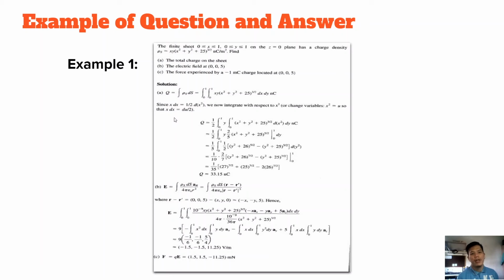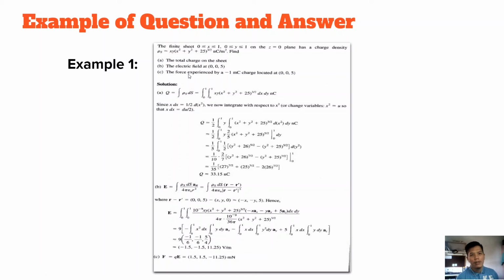So this part A has a special mathematical method. We can see that I will simplify the method, which is dS is equal to 1 over 2 dx². So we can see that the method dx changes to dx², and dx² we have also 1 over 2. So dy also has the same method. After that we get this final equation. Then we just calculate as usual. So we get the final answer is 33.15 nanocoulomb. So this is the A answer.